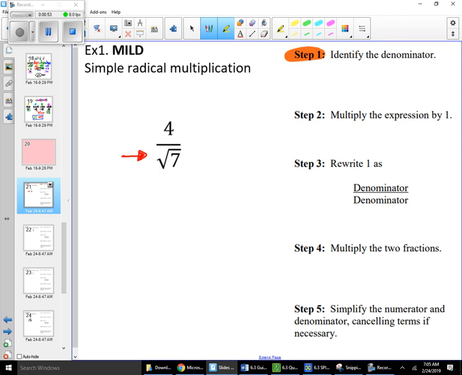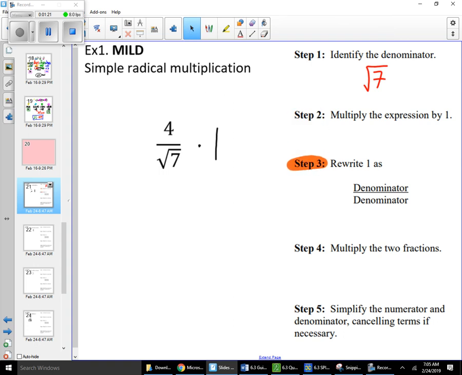The first thing we need to recognize is, oh, we have a denominator, and it's one we're not allowed to have, a root 7. So that's done. That's just identifying the fact that there's a problem. Step 2, multiplying by 1. You can multiply any number by 1, and it doesn't change the value. In practice, we don't usually write that 1, but it's helpful the first time to see the process.